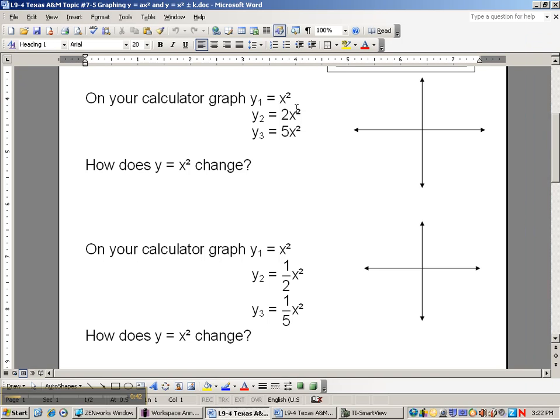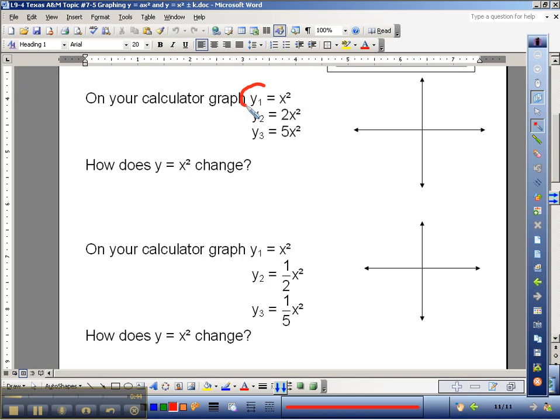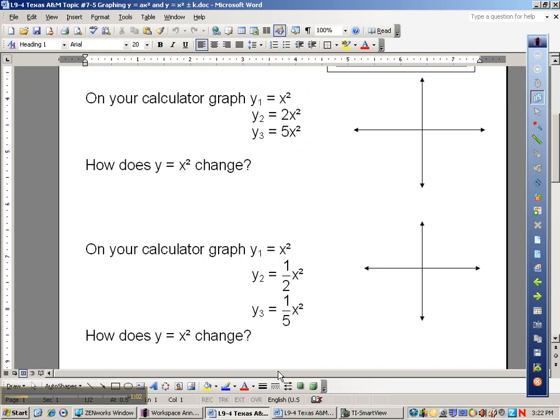Okay, the first thing we're going to want to do is put in our parent function for all quadratics. Parent function is y equals x squared. Then what I want you to do after you've graphed that, then I want you to put in y2 equals 2x squared, and then y3 equals 5x squared. So I'm going to switch over to my calculator and I'm going to do that.